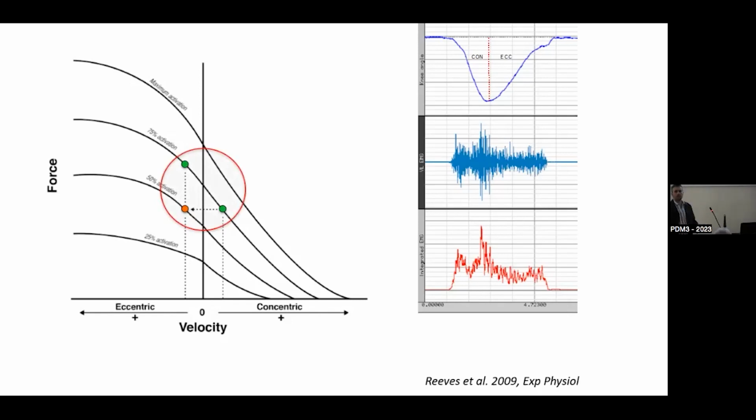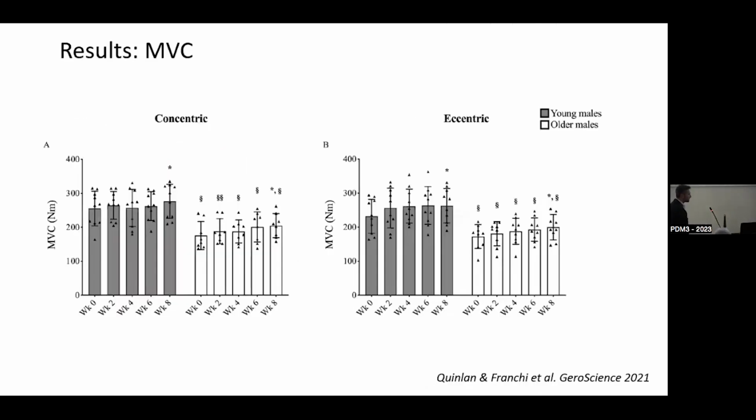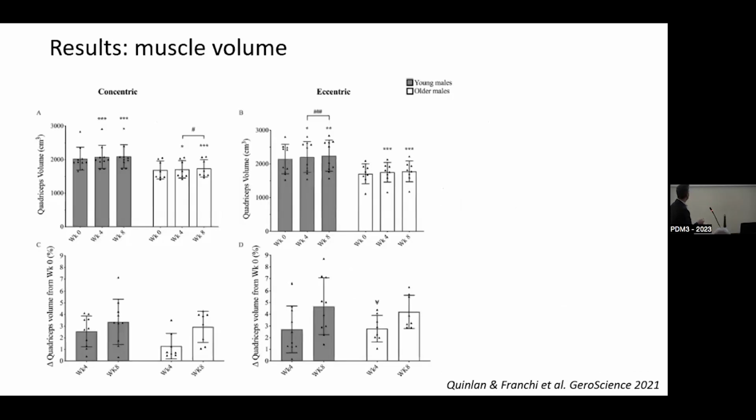So one of the fundamental requirements of the force-velocity relationship is that every point of force and velocity should belong to the same level of neural activation. So we decided to use repetition maximum either concentrically or measured eccentrically. So the results: the MVC increased in both groups. You can appreciate that elderly people are not so strong compared to the young ones, but we saw an increase at the 8th week.